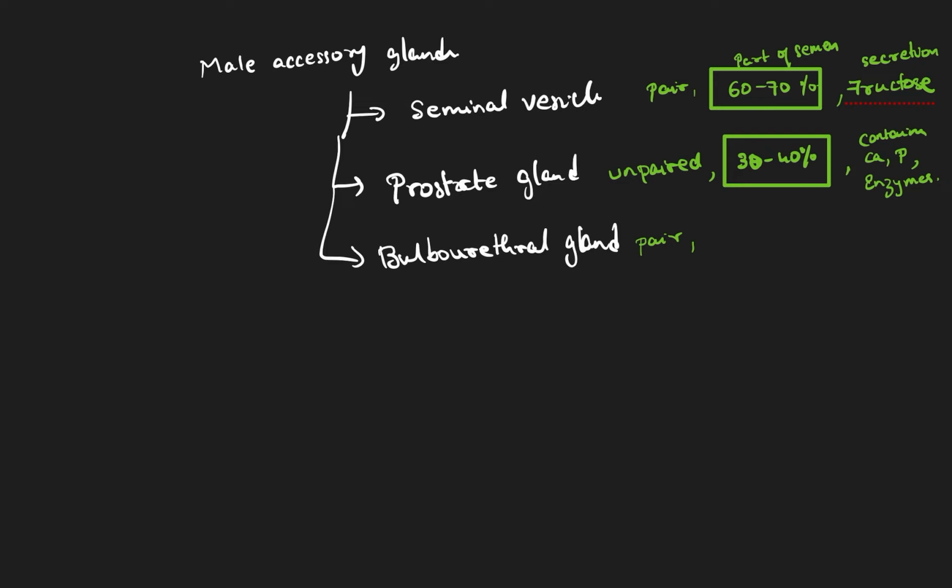And here, this is present in one pair again, and this helps in neutralizing the acidity of the urethra, because the urethra is acidic, right? So it neutralizes the acidity of the urethra, and it also gives lubrication of the penis. So these are the different parts when you talk about the accessory glands.